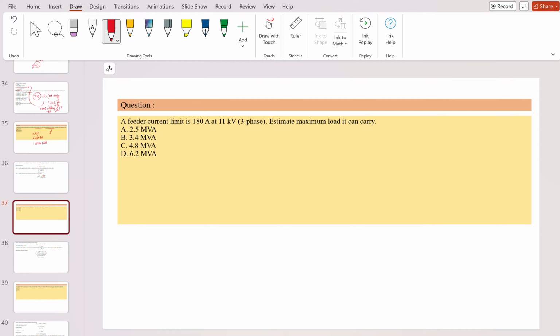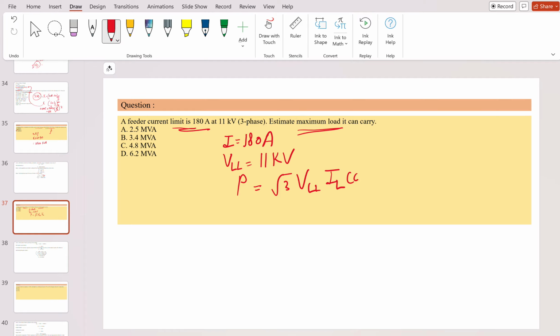Okay, option B, I got one answer. Option C also. Okay, let me explain. So it is saying the feeder current is already given, that is 180 ampere, and the line to line voltage is given, that is three phase, 11 kV. And what is asked is the maximum loading. So the power you already know, power is actually root 3 V line to line, V_L I_L cos phi.